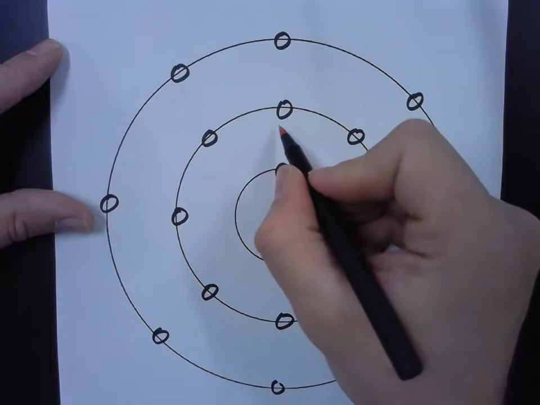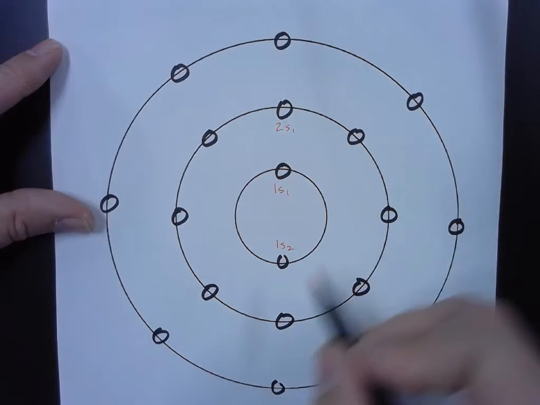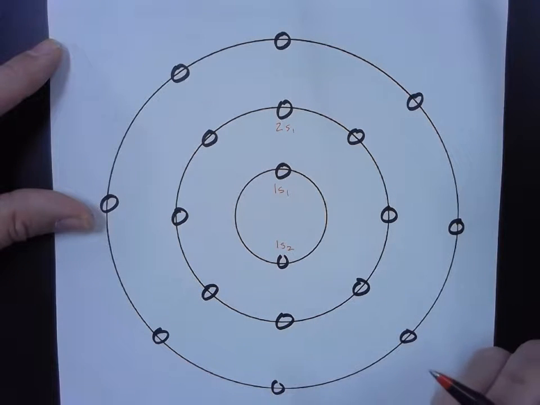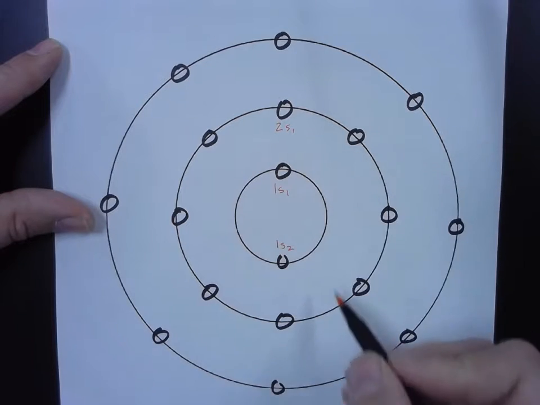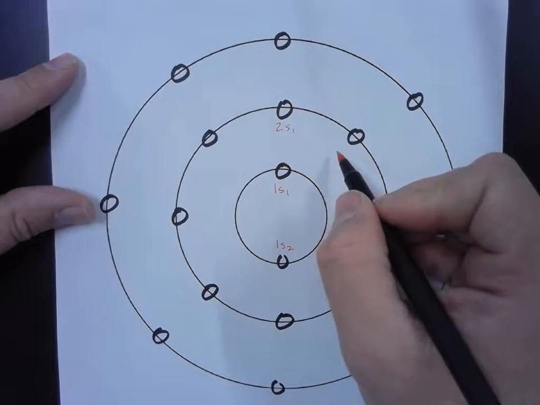Next row, 2S1. Now you can put it down here. You don't necessarily have to. I'm just going to start doing it clockwise. In fact, you can put it anywhere you want. I'm going to do it clockwise just because it gets pretty complicated here in a second.